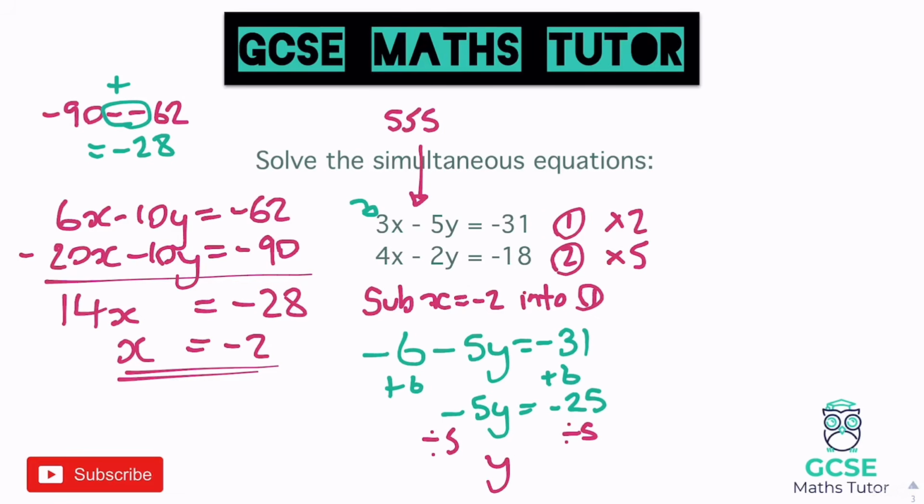So we're going to have y equals, and negative 25 divided by negative 5 is just positive 5. So y equals 5. And there's your answer for that one.